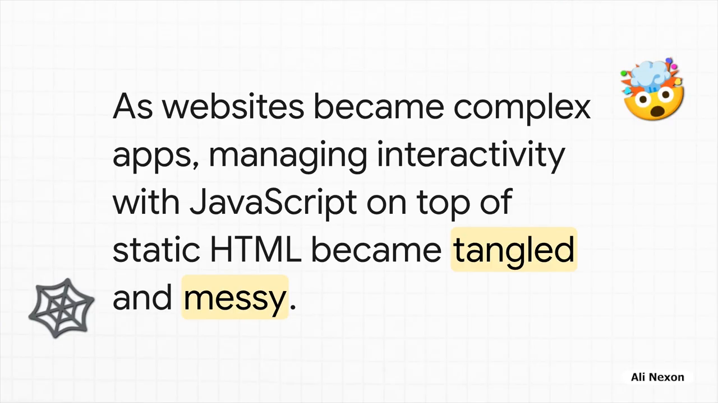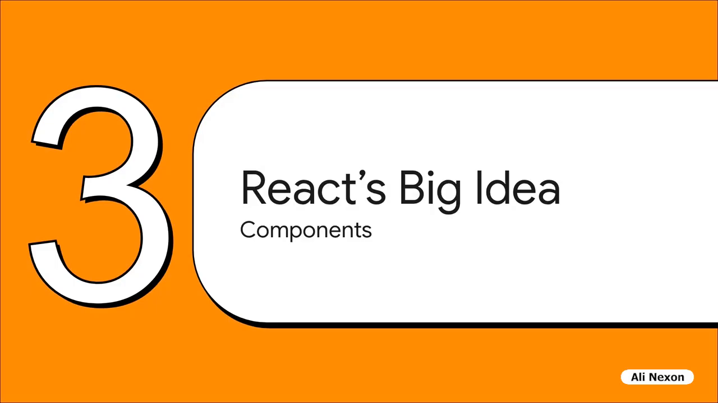See, as websites got more ambitious, developers started layering on interactivity with JavaScript, but things got tangled fast. Just imagine trying to update one single comment on a huge page. You'd have to write all this specific manual code just to find that one little piece and change it. At scale, it was just a spaghetti-like mess of code, a disaster waiting to happen where one tiny change could break everything. The web needed a better way. So something had to change. A totally new way of thinking was needed.